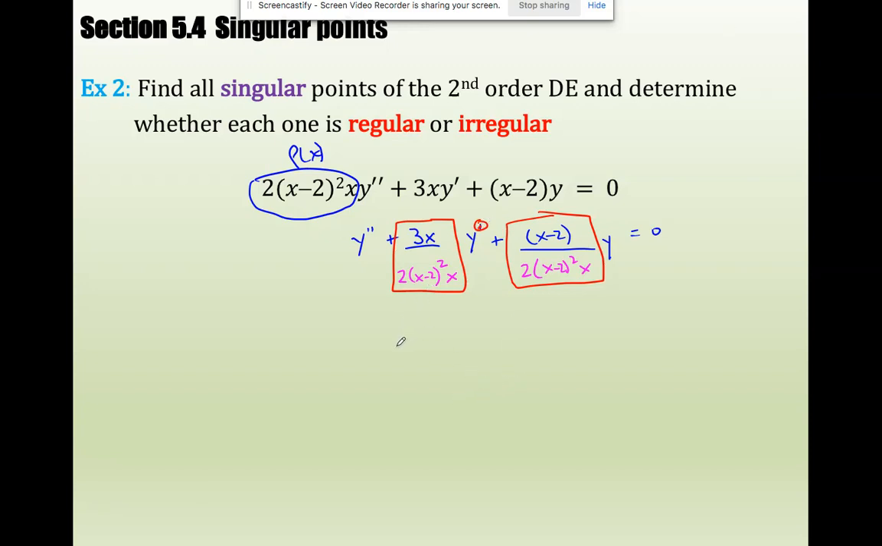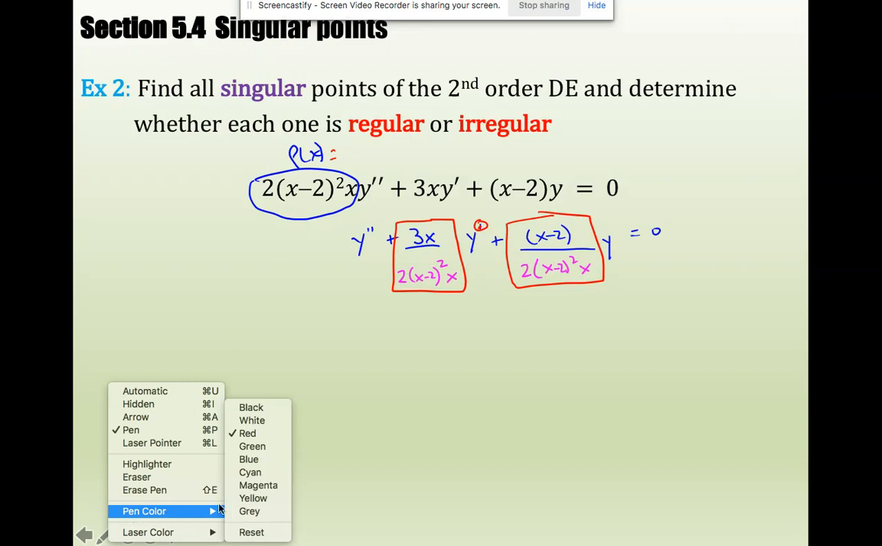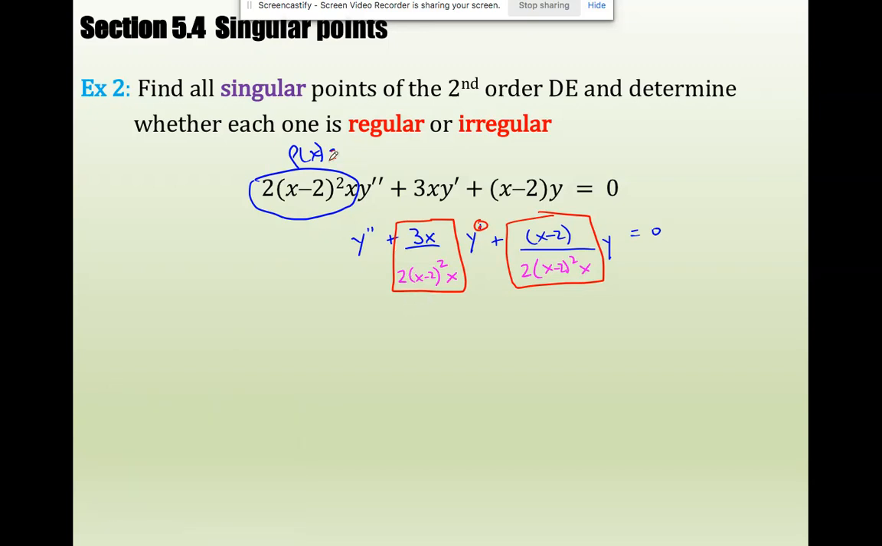So notice your singular points, which you could have done up here. What makes p of x equal to 0? Or you could do it as it's in the denominator, right? When it's in the denominator, it'd be the same thing. Your singular points are 2 and what? And 0, right? So you've got 2 singular points to classify.